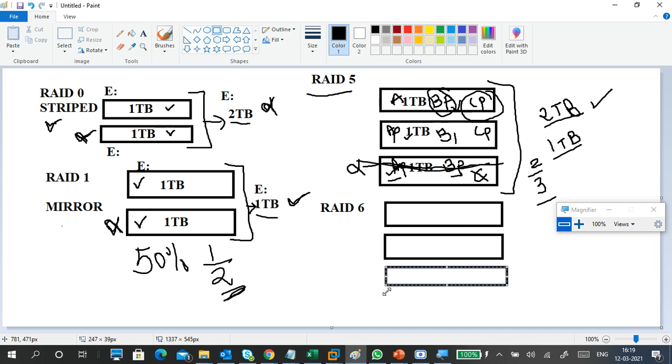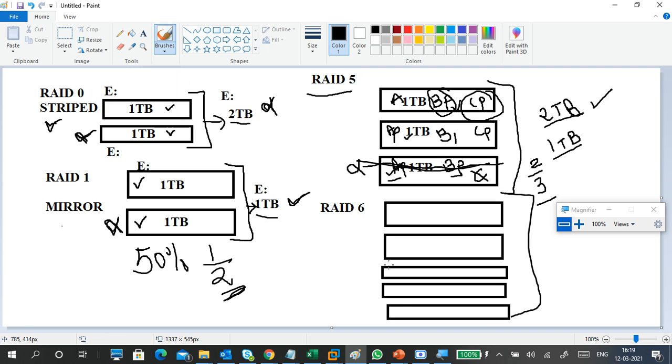So here I am using 3, and also 4, and 5. So totally 5 disks we are using in RAID 6. If 2 disks fail, no problem. We will get 3 by 5 of the total size. For example, 1 terabyte, 1 terabyte, 1 terabyte, 1 terabyte, 1 terabyte.